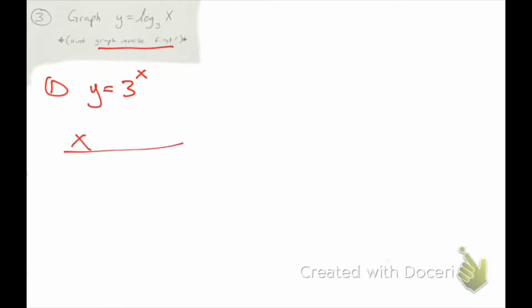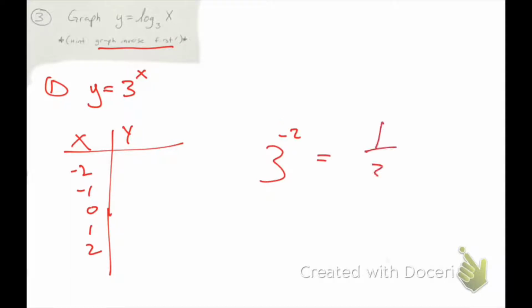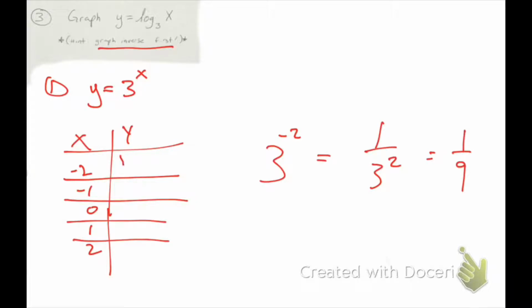So my x, y table here, let's start with -2, -1, 0, 1, and 2. Well, 3 to the -2, remember negative exponent means I flip. So I get 1 over 3 squared, which gives me 1 over 9.